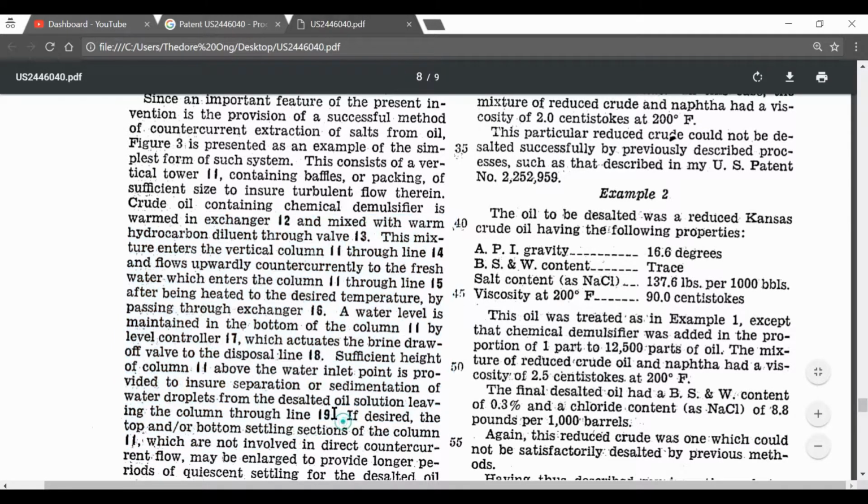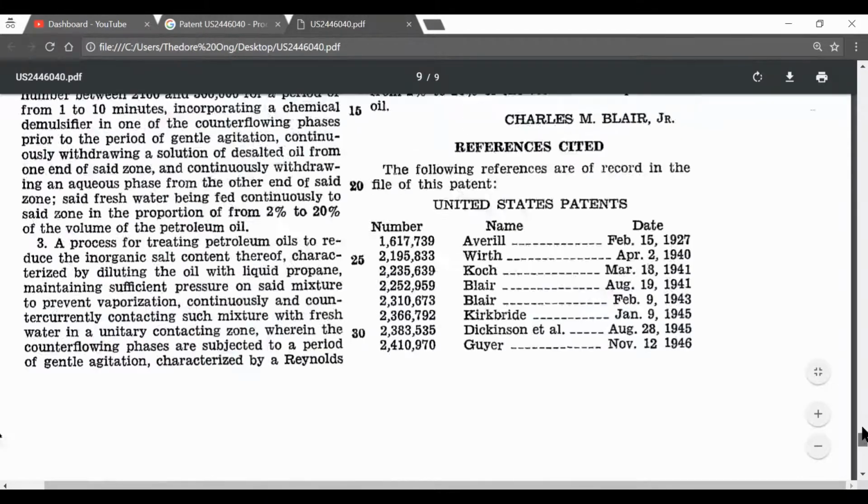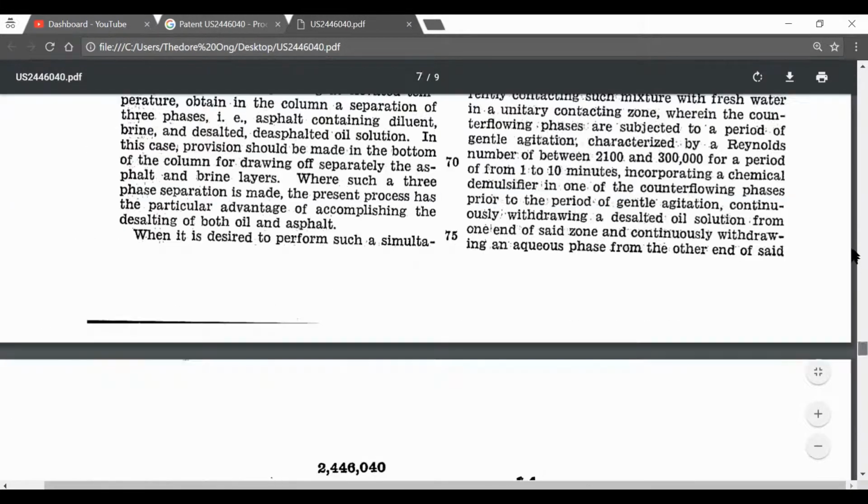Heat exchanger 12 mixed with warm hydrocarbon diluent through valve 13. It enters vertical column 11 through line 14. It goes outward countercurrently with the water, which enters column 11. Passes through heat exchanger 16. Water level is maintained. So these are a lot of details. A lot of thought processes, this guy. So the details, the timing and everything you can go and read.